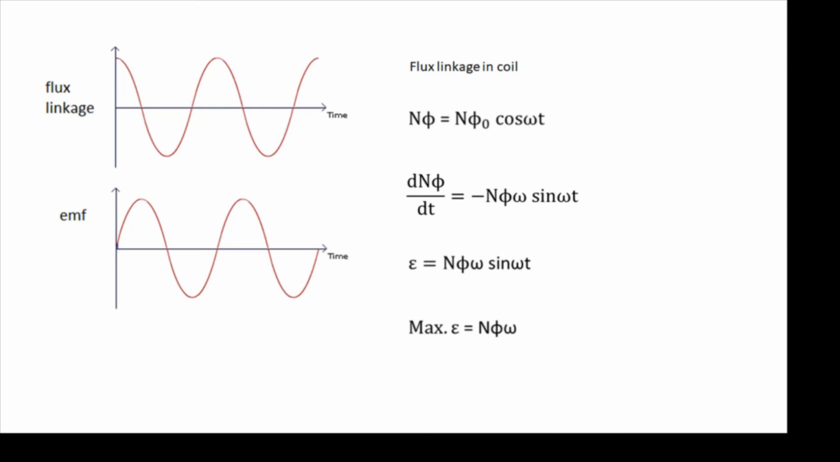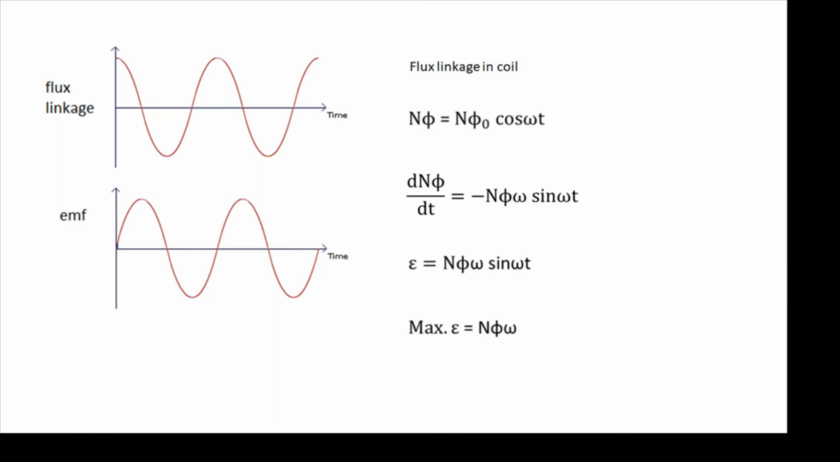If we differentiate that, we get d(NΦ)/dt equals minus NΦ₀ω sin ωt. And so my induced EMF, which is minus d(NΦ)/dt, is going to be NΦ₀ω sin ωt. And then the maximum EMF, a common question it asks you to work out, is going to be NΦ₀ω.